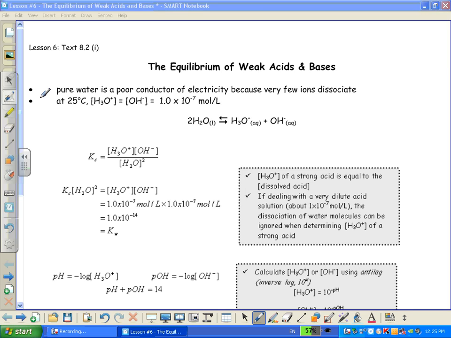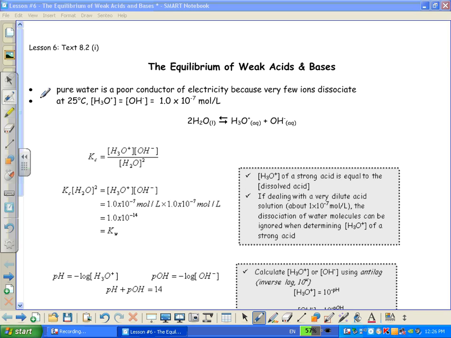Previously, we were looking at strong acids and bases yesterday, and hopefully you already have all of those memorized. Today we're going to focus on the weak ones. So first we're going to look at pure water, which is a poor conductor of electricity, and the reason for that is that very few ions dissociate. So remember, with our strong acid, about 99% of a strong acid will actually dissociate into water, so break up into its ions, where water rarely ever will break up into its respective ions.